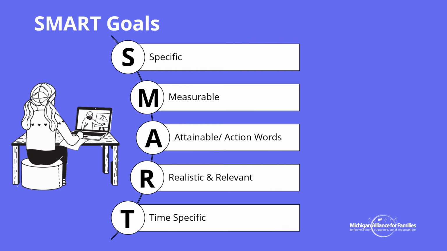They also need to be time specific. How long will it take to reach the goal? And when will progress be monitored? How is it going to be measured? Time specific, it's usually going to be an annual goal. And then it needs to say within the goal how often progress is going to be reported.